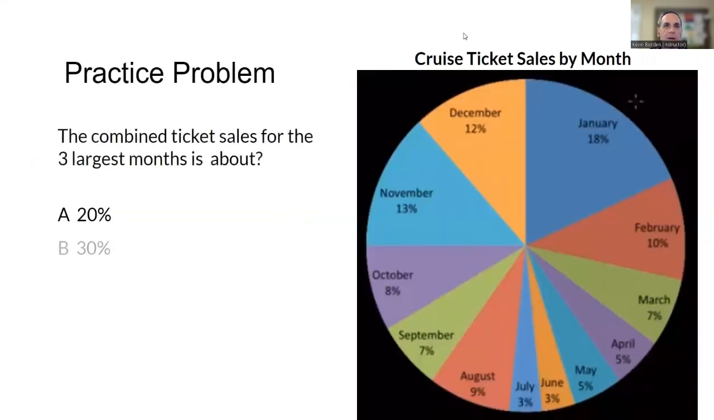Here's our question. We have a pie chart. The pie chart's talking about cruise ticket sales by month and breaks it down by percent. So the question is, the combined ticket sales for the 3 largest months is about what percent? Pause the video, work on your solution, and resume when ready.